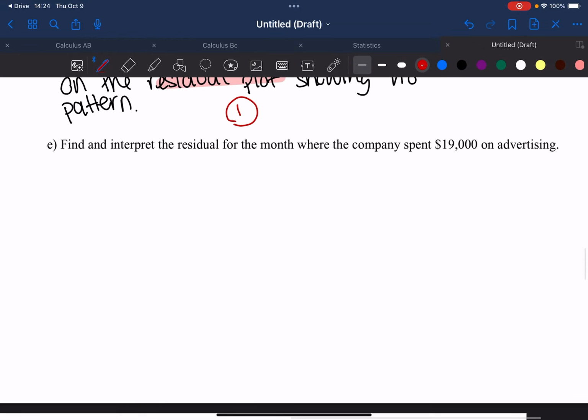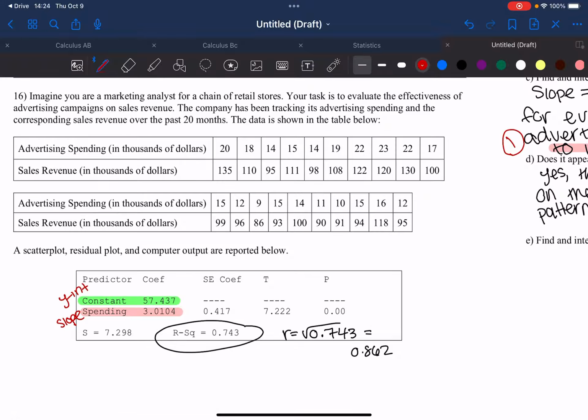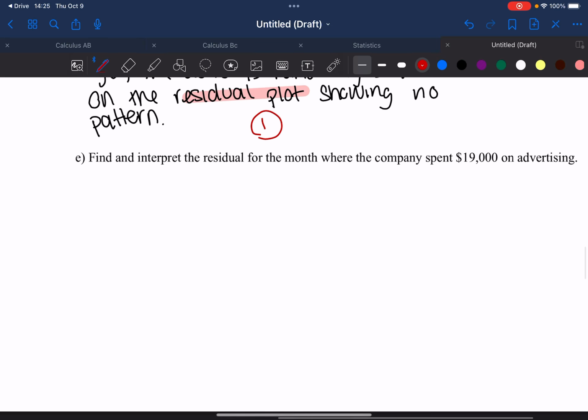Lastly, it says, find and interpret the residual for the month where the company spent $19,000 on advertising. Well, when the company spent $19,000, if we go over to our table, we see our table is in thousands of dollars. So we need to find the value that is just 19, and that's this value here. So X is 19, Y is 108. So I'm going to write that over here. X is 19, and Y is 108.